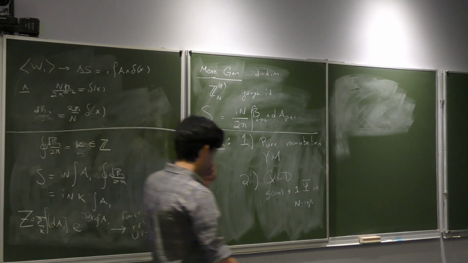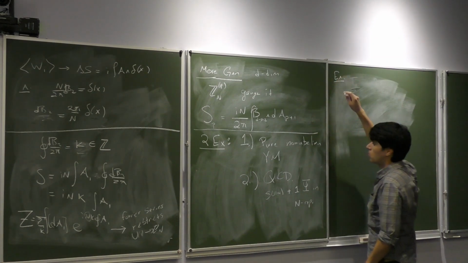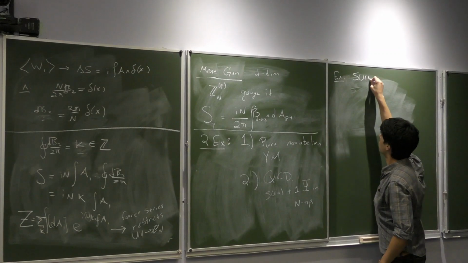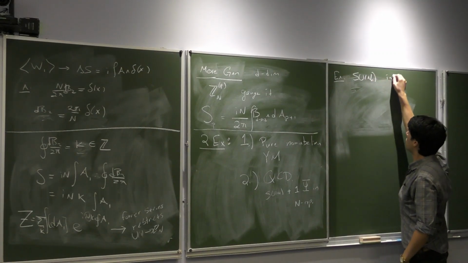All right, so the first example, we're going to take SU(N) gauge theory in 4D.